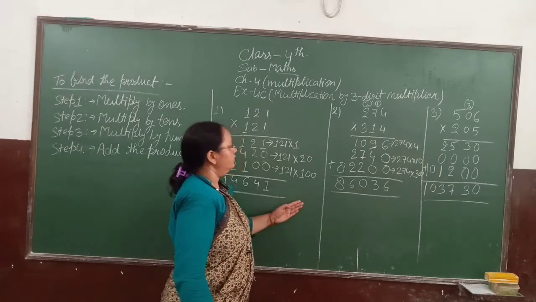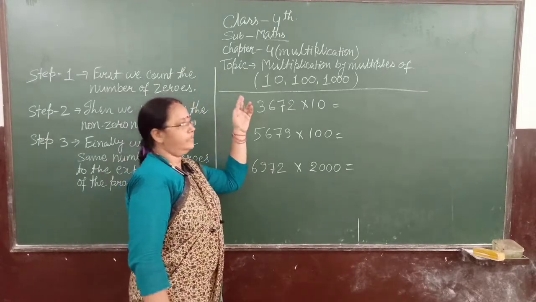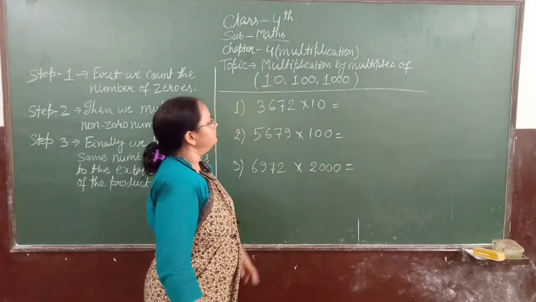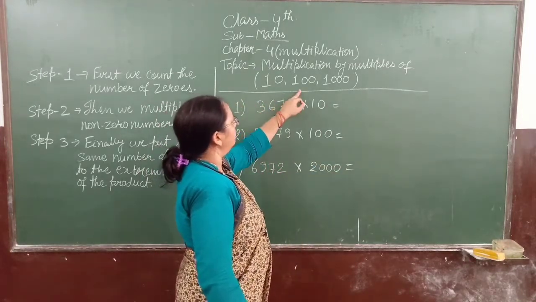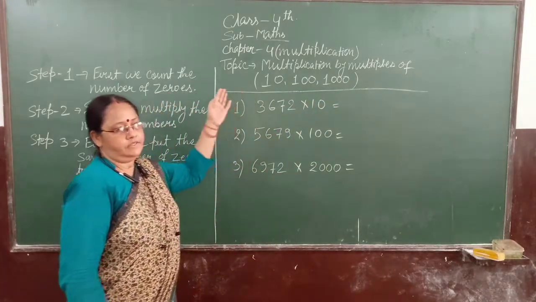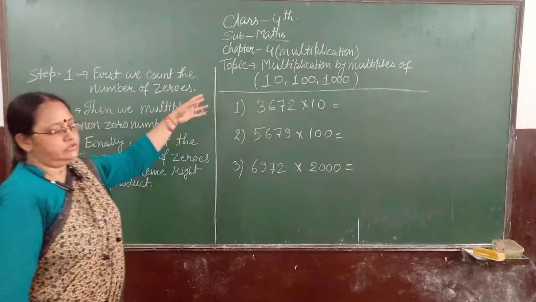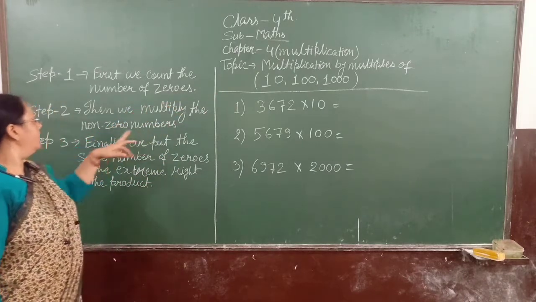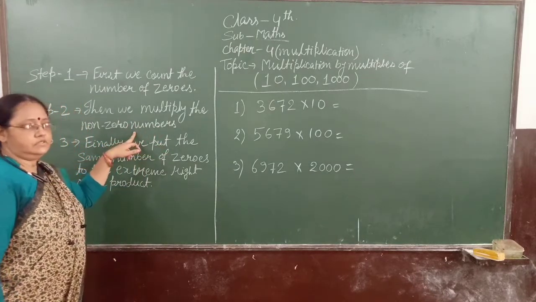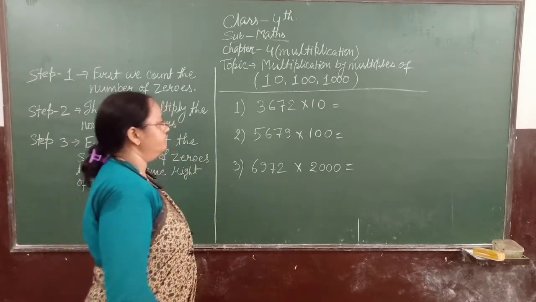Students, this is your 3-digit multiplication. This is your today's new topic, multiplication by multiples of 10, 100 and 1000. The steps for this type of multiplication is, at first we count the zeros to the extreme right and then multiply with the non-zero numbers and then put all zeros on the extreme right.